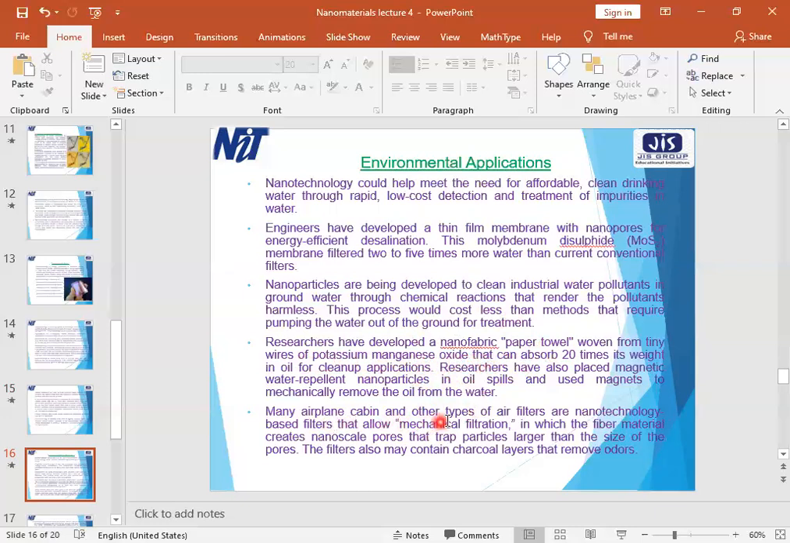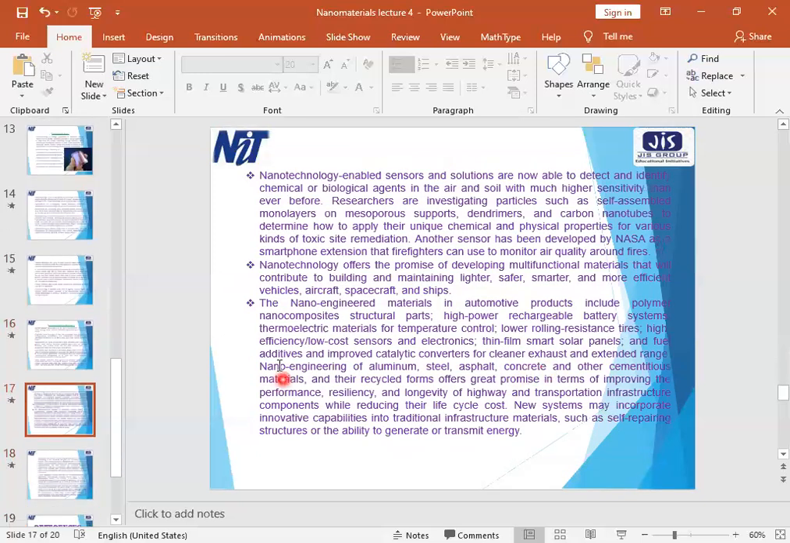Many airplane cabins and other types of air filters are nanotechnology based filters that allow mechanical filtration, in which the fiber material creates nanoscale pores that trap particles larger than the size of the pores. The filters also may contain charcoal layers that remove odor. So odor will not be there with the use of these nanomaterials. Nanotechnology enabled sensors and solutions are now able to detect and identify chemical or biological agents in the air and soil with much higher sensitivity than ever before.